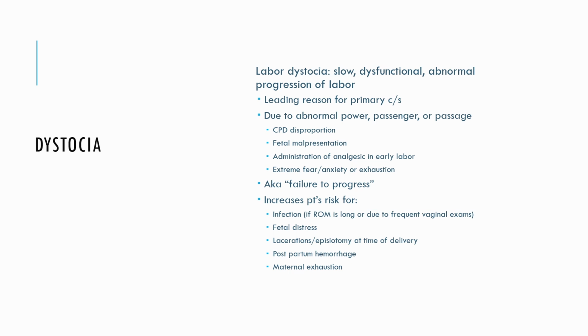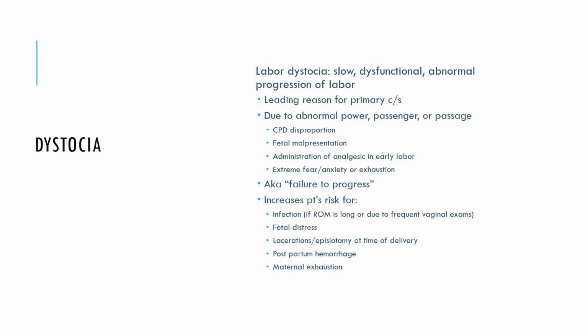Other reasons that we could have labor dystocia could be due to extreme fear or anxiety or exhaustion by mom. Also, if she gets pain medications too early on in labor. So think of when she's 2 centimeters and we give her an epidural. We've talked about how important movement is to have labor progression. If we do pain meds, not only will it confine her to bed, but it can also relax the uterus and make the contractions not as strong.